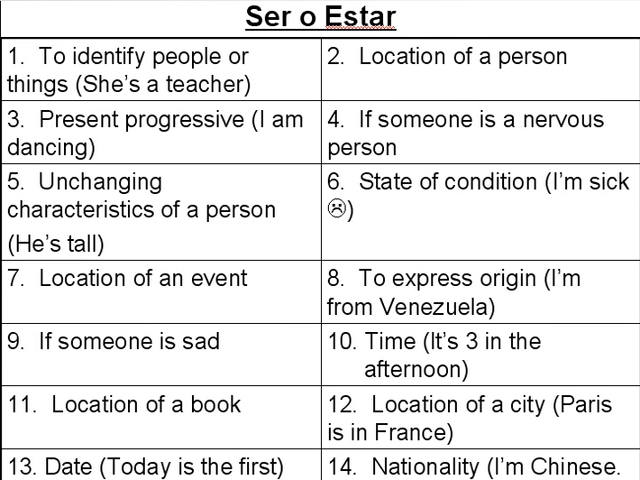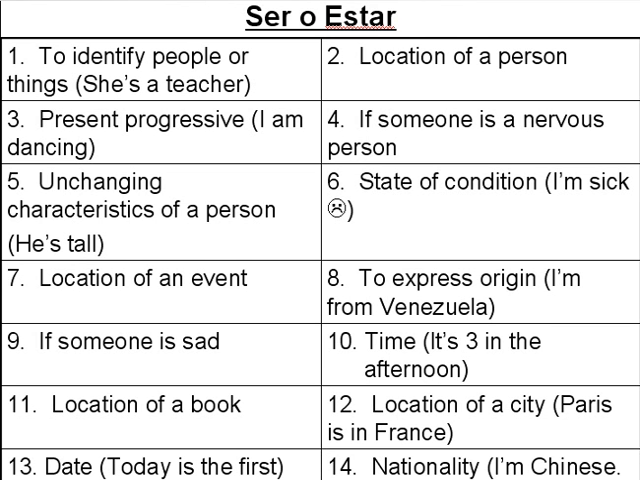5, unchanging characteristics of a person. So he is tall, for example, we're going to use ser. Él es alto. 6, the state of condition. So if I'm sick right now, estoy enfermo. How people are feeling, lots of times are going to fall under the estar category unless it's a permanent characteristic.